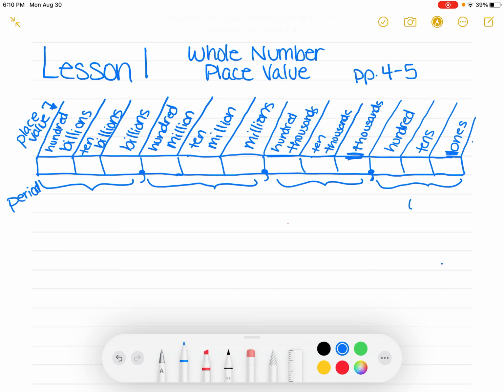So if I start way over here, this period is called the ones. This period is called the thousands. This one is called millions. And this one is called billions.